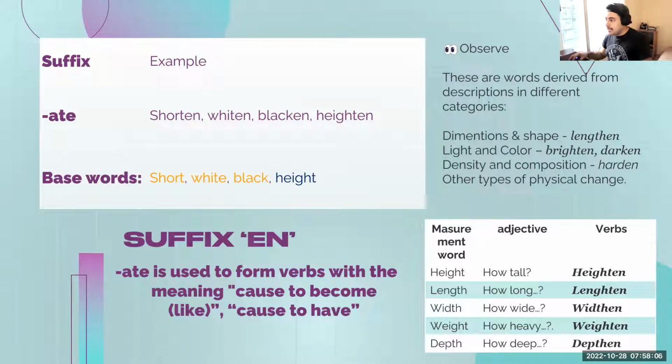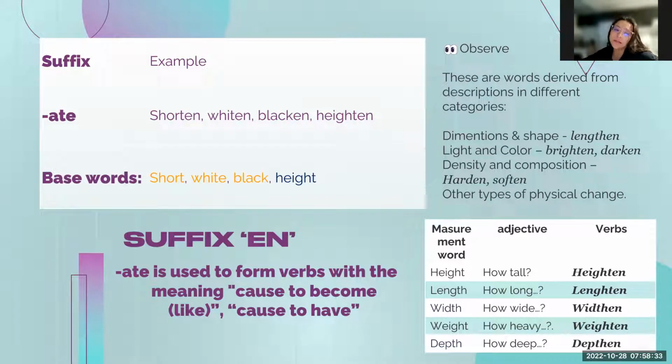If you have a piece of chicken breast and you want to cook it, first you need to make it soft by pressing it, by heating it. You need to make it become soft. So you need to soften the chicken breast.